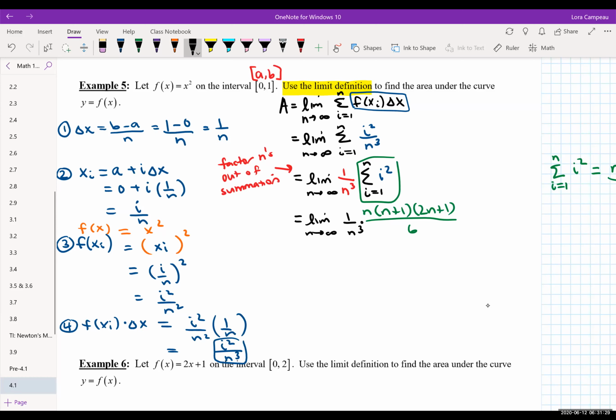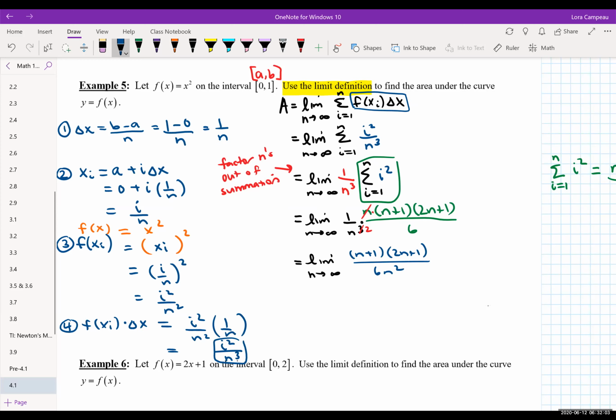So at this point, what we can do with this limit notation is simplify the factors of n. You see you have an n in the numerator as a factor. It can divide out with one of the n's in the denominator. So just so that you see this a little bit prettier, writing this over again, we will end up getting n plus 1 times 2n plus 1 over 6n squared.